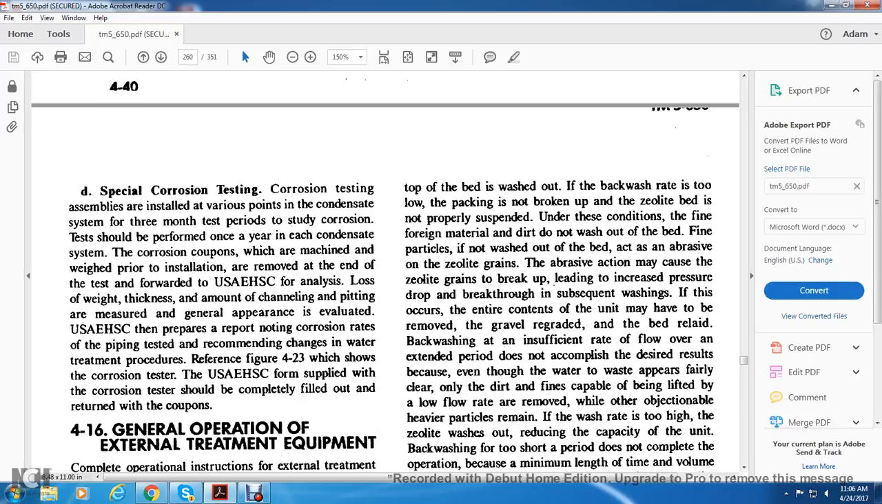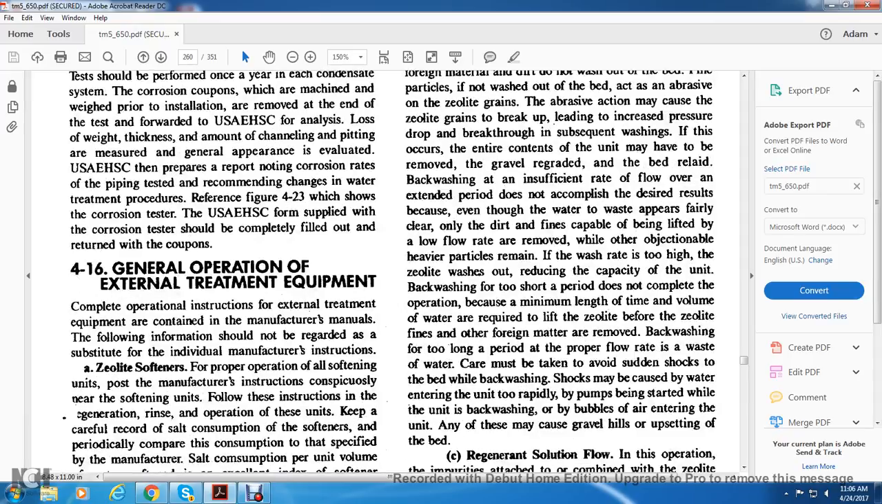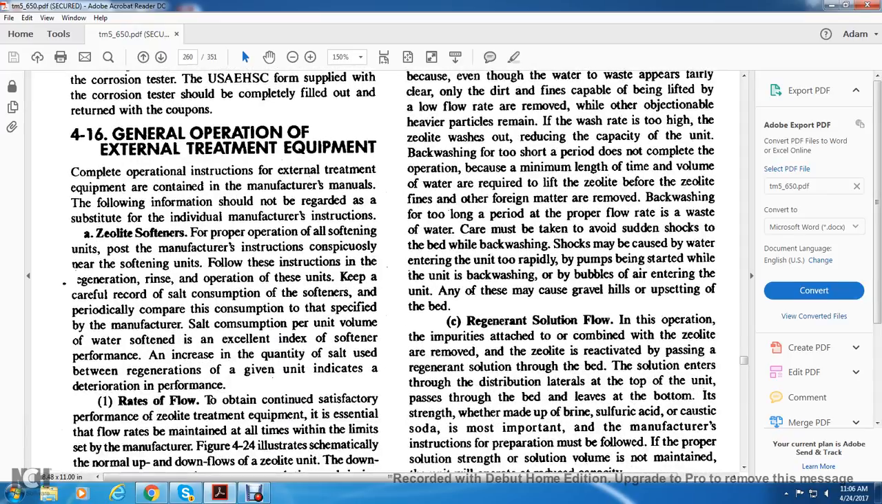Loss of weight, thickness, and amount of channeling and pitting of the metal, with the general appearance, will be evaluated by the USA EHSC. The laboratory reports the corrosion rates of the piping, with recommended changes of the water treatment and procedure. Reference figure 423, which shows the corrosion test. The form supplied with the corrosion tester should be completely filled out and returned with the coupons.